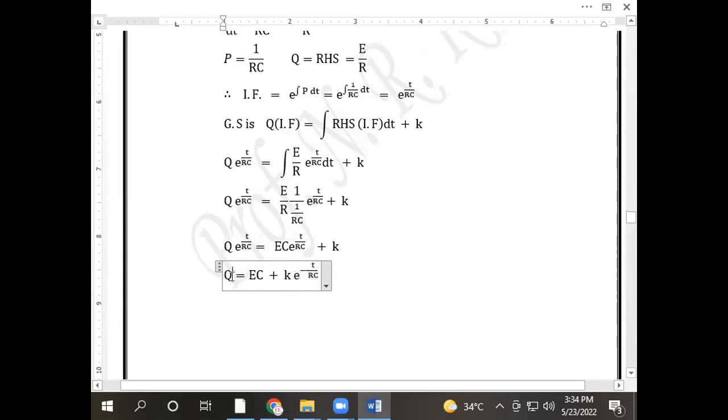Multiplying Q into e raised to t upon RC by e raised to minus t upon RC becomes 1. Again, the EC whose coefficient is e raised to t upon RC, multiplied by e raised to minus t upon RC, gets cancelled. So we get the value of Q.